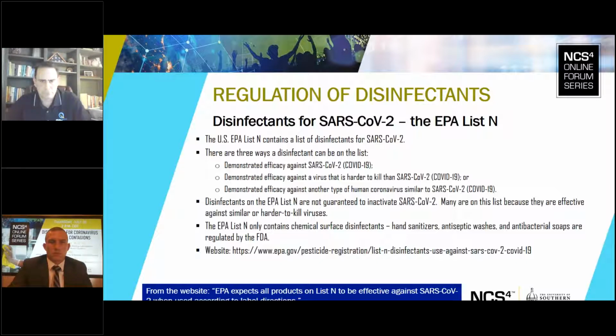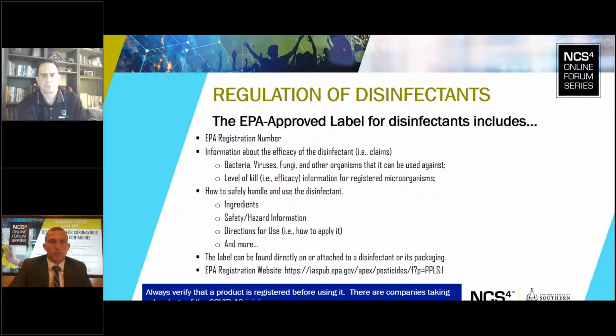Other important things to note is that this list, the EPA List N, only contains chemical surface disinfectants. It doesn't include hand sanitizers, antiseptic washes, antibacterial soaps, and so forth, because those are actually regulated by the FDA. And the bottom bullet there shows the actual EPA website where you can access that List N. So again, I can't stress this enough. This is just products that the EPA expects will work against SARS-CoV-2. It doesn't actually guarantee that they will work, but it's a good place to start and a necessary place to start when choosing a disinfectant.